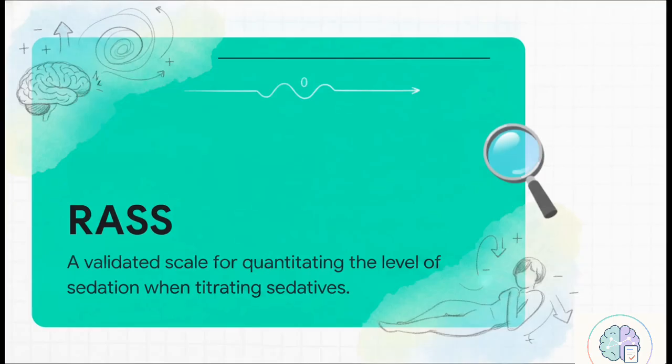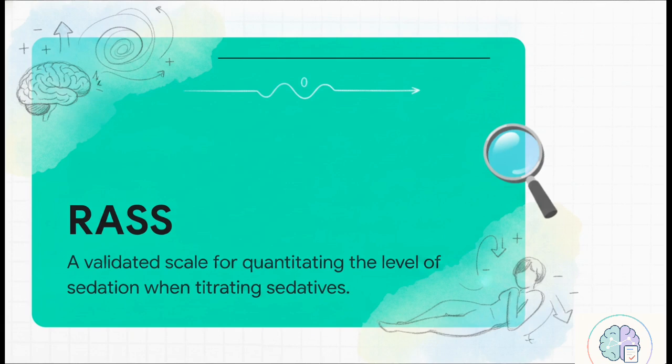Now, before we even think about pushing powerful drugs, we absolutely have to establish a diagnostic baseline, right? We do this using the Richmond Agitation Sedation Scale, or RASS. Basically, this is a validated scale used for quantitating a patient's level of sedation, and it's especially useful when you're titrating sedatives for agitated patients.